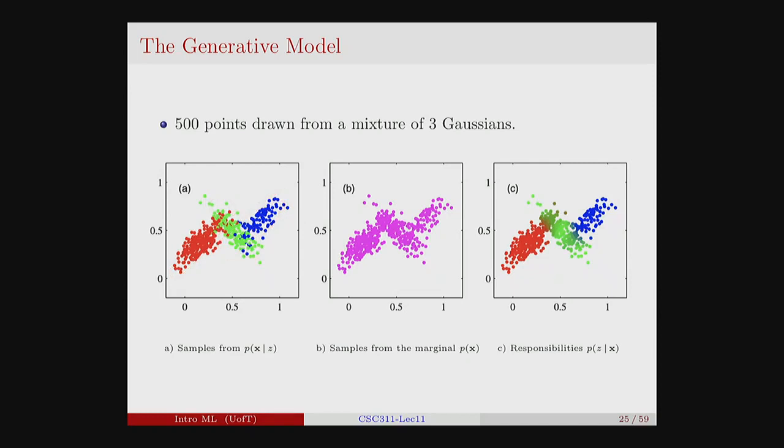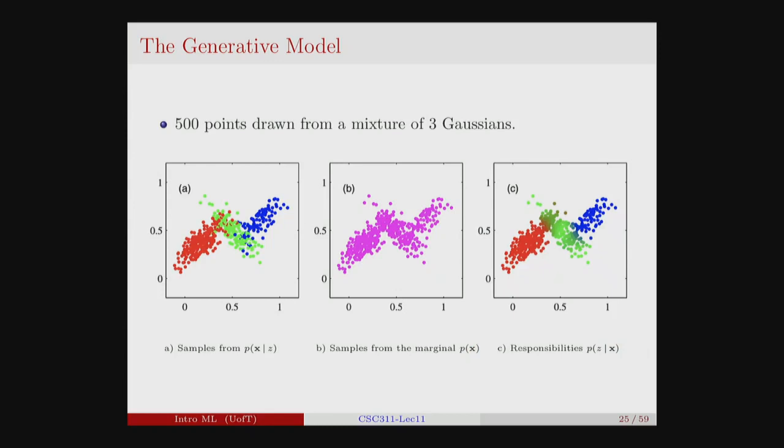That's your data. If you look at samples from the marginal distribution of P of x, then you are effectively ignoring the fact that you're marginalizing out over the cluster structure or over the component identity for these points. So that's why they're all coming from the same pink set of points. And the third quantity is what we call the responsibilities, this P of z given x.